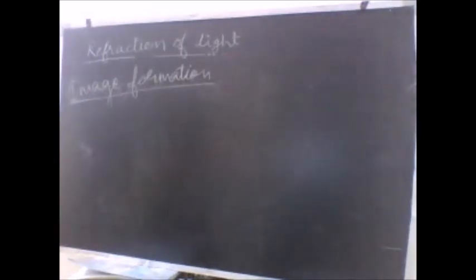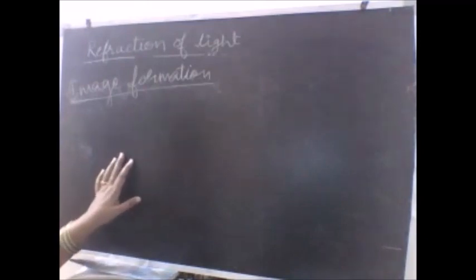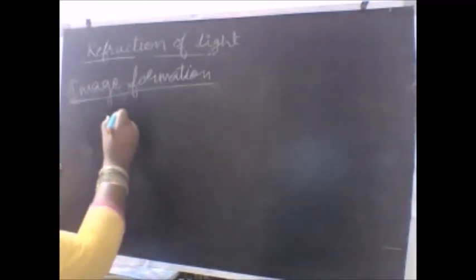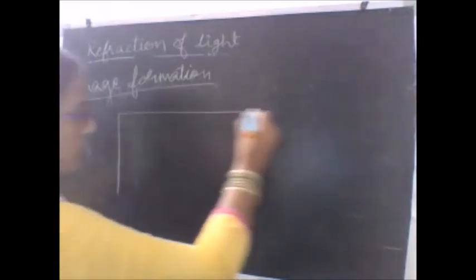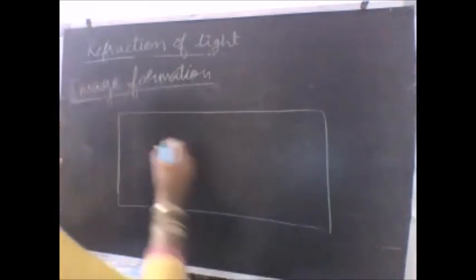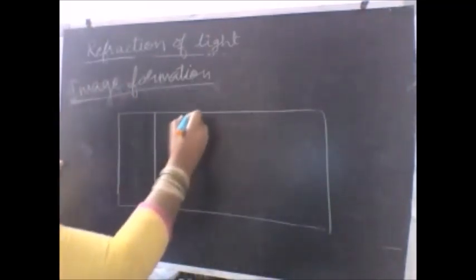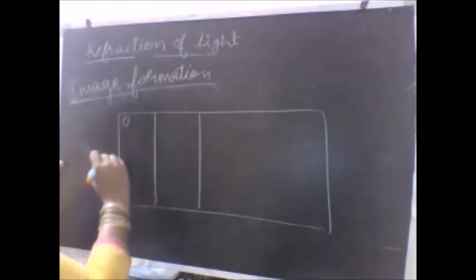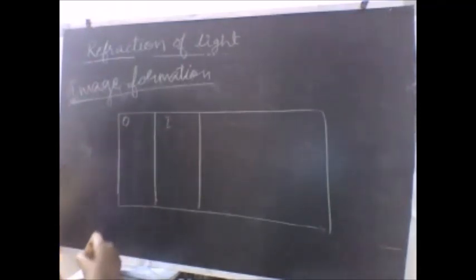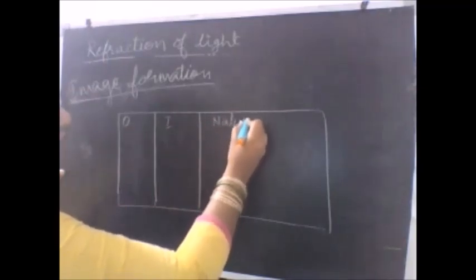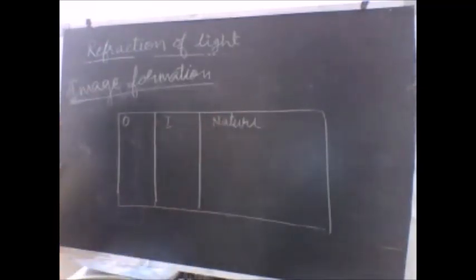You can draw the ray diagrams on your own. I am giving you a table format that you have to do in your notebooks. Try the ray diagrams on your own, and the table that you have to complete is: try different ray diagrams taking the object at different positions. So this is the position of the object, this is where the image is formed, and this is the nature of the image which is formed.